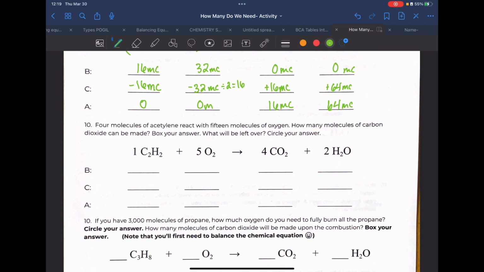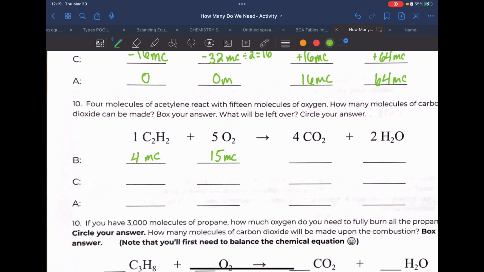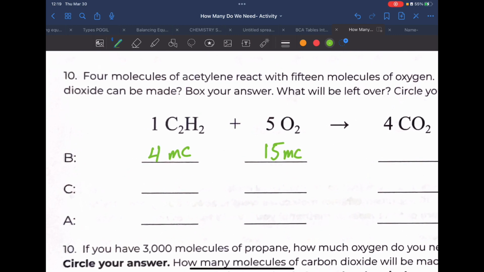So here we have 4 molecules of acetylene, sorry, that's acetylene, and 15 molecules of oxygen. That's what we're starting with. And we want to know how many molecules of carbon dioxide can be made. Well, whenever they give us amounts of 2 different reactants, we need to do our division for both of them and then take the smaller number again, just like we were doing on Tuesday.